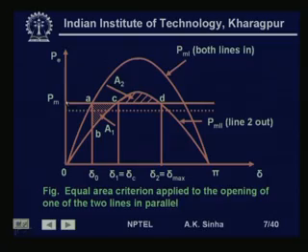stability, or the system will be just stable, because if we work at any point above this, then the decelerating area available will become less than the accelerating area, that is we will have more accelerating area and the decelerating area available will be less, and therefore, the acceleration of the rotor will continue, that is we will go beyond this point, and the system will lose stability, that is the rotor will be under a runaway condition.